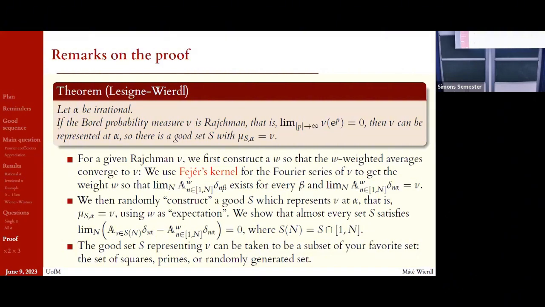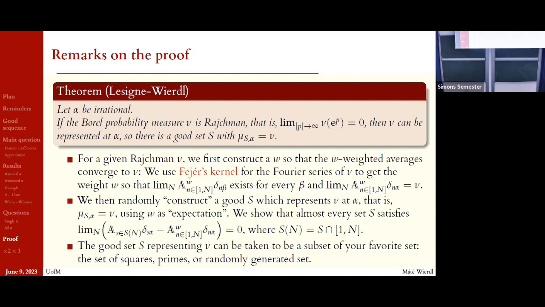As Emmanuel said, and he told me many times that I should not forget to emphasize this: it's very important that our set is a good set, this randomly generated set at the end. So what we have is that the limit measure exists, so mu S beta exists for every beta, and at alpha we get the mu.